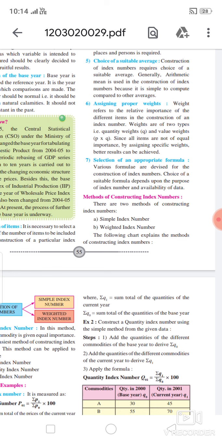At that time you can select the data and use the different types of formulas of index number. So the formula depends upon the availability of data and the specific purpose of the data. Here we mention the different types of formulas of index number, but it depends upon the purpose of the index number and the availability of the data.